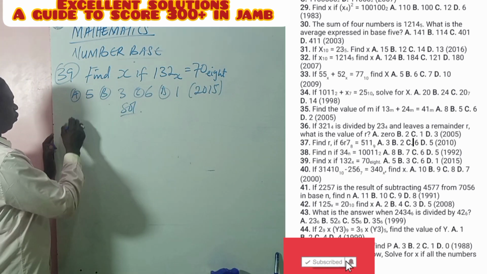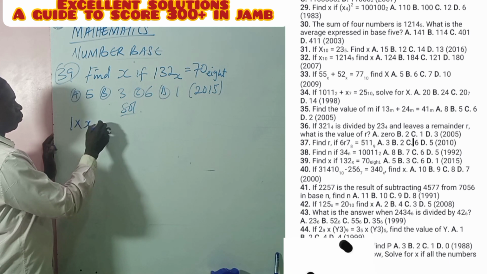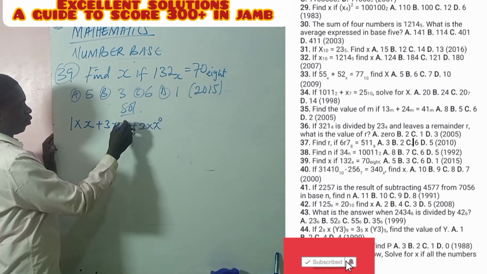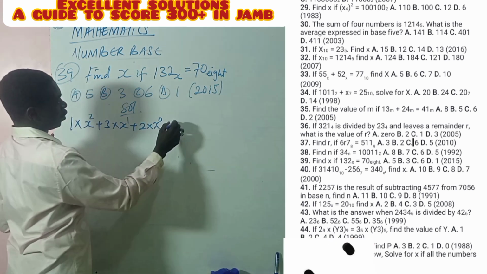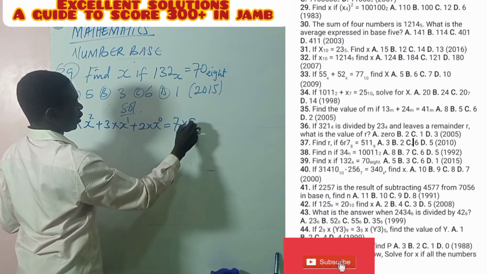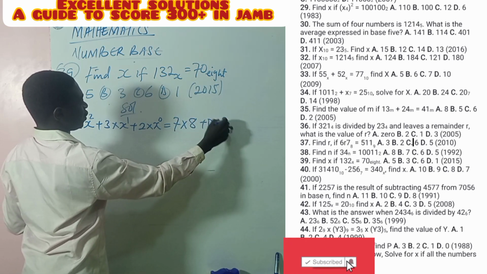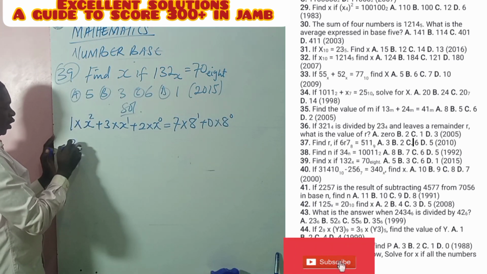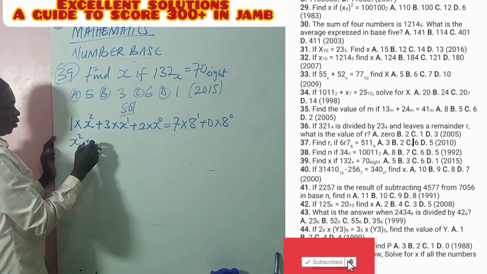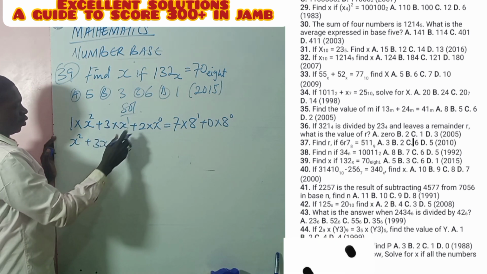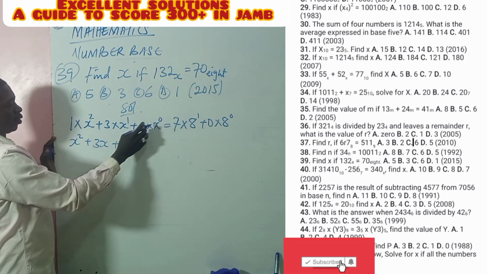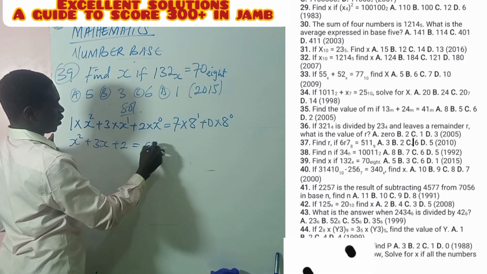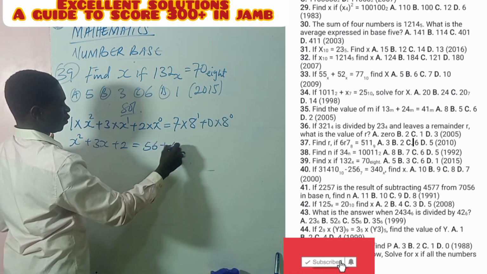So here we have 1 times x to the power 2, plus 3 times x to the power 1, plus 2 times x to the power 0, equals 7 times 8 to the power 1, plus 0 times 8 to the power 0. So 1 times x squared is x squared, plus 3 times x is 3x, plus x to the power 0 is 1, 2 times 1 is 2, equals 7 times 8, which is 56, plus 0 times 8 to the power 0, which is 0.